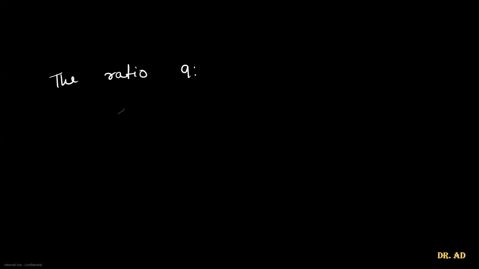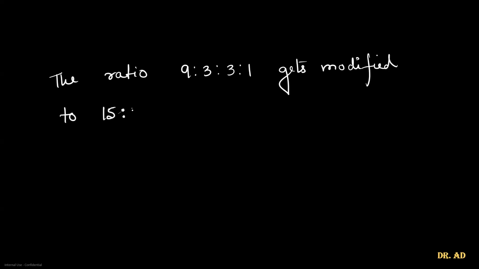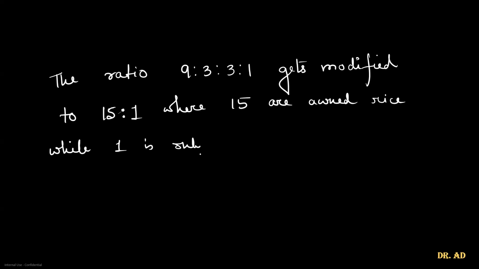Thus, we can write the last line. The ratio 9:3:3:1 gets modified to 15:1, where 15 are "on" rice while 1 is only "onless". So this is your answer.